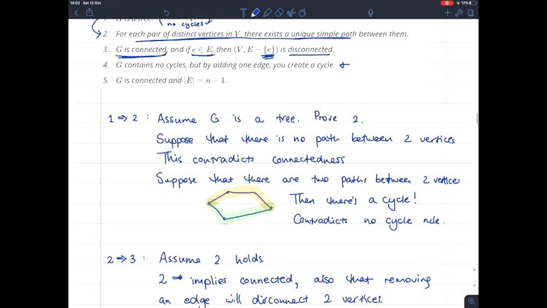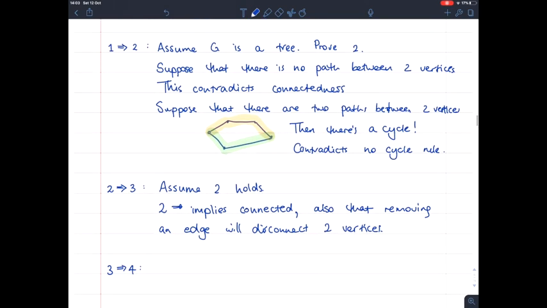So let's just check. We're assuming that we have a graph that is connected, and that if there's an edge in our edge set and we remove it, the result is a graph that's disconnected. And we'd like to show that this means that G contains no cycles, but by adding one edge you create a cycle. So we're going to assume that our graph is connected. We're going to assume that 3 holds, so it's connected and removing an edge disconnects.